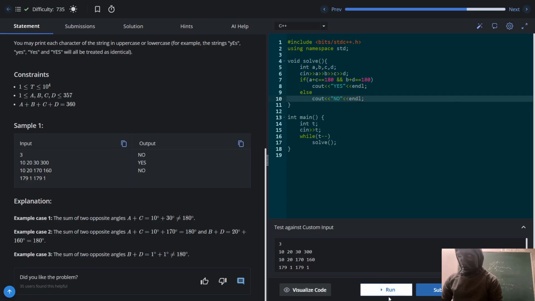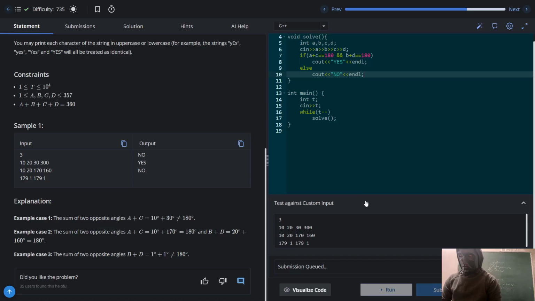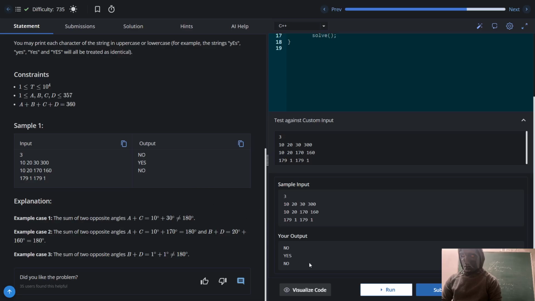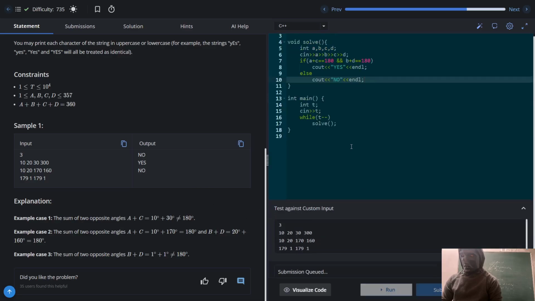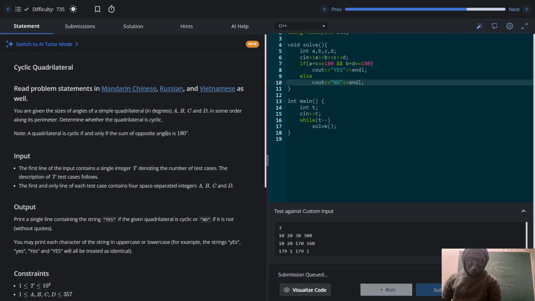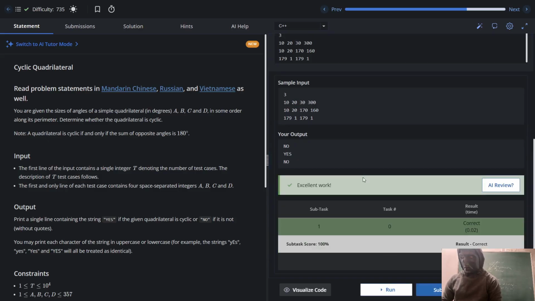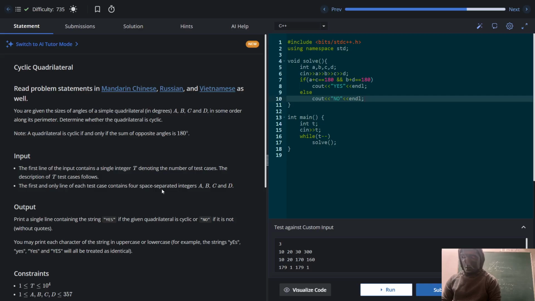Let's try to run the code. Yeah, we're getting no, yes, no. Let's try to submit the code. Yeah, excellent work, it got accepted.